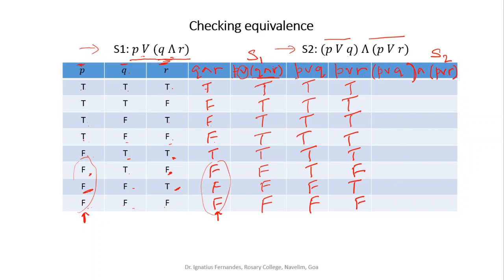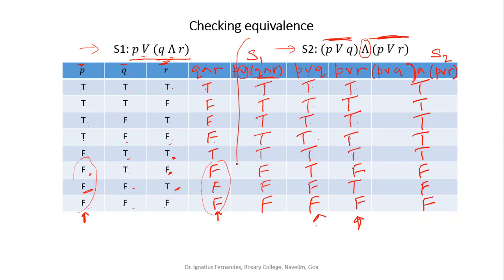So I have P or Q, that is this part, and P or R, that is this part, and now I find the AND of these. I'm looking at this column and this column, and I'm using AND. AND is true when both of them are true. So both are T, so T, both are T, so T, T and T is T, T and T is T, T and T is T. Here one is F, so this is going to be F. One F here, so F. Both are false, so this is F.